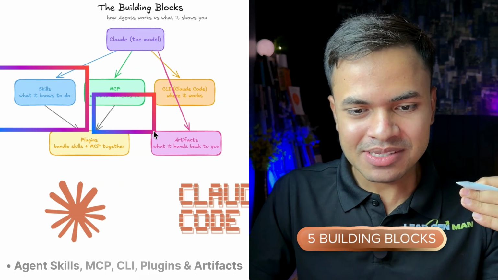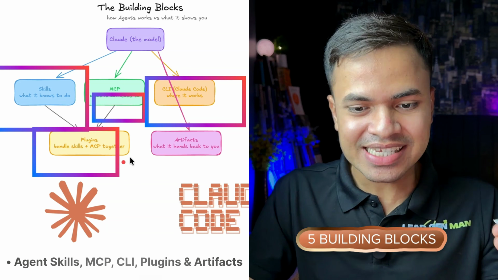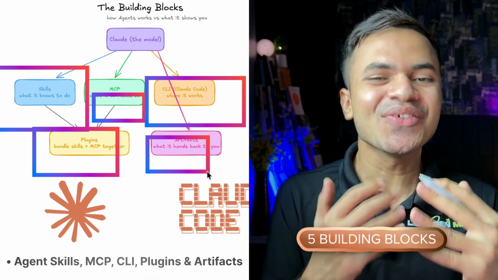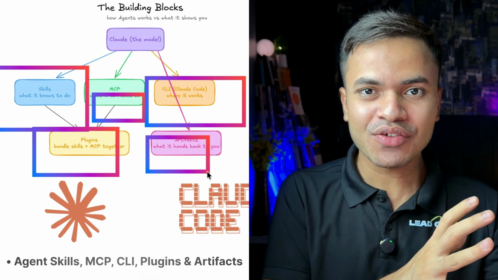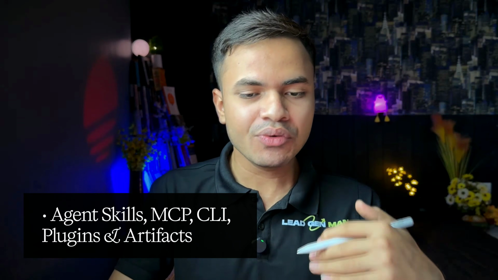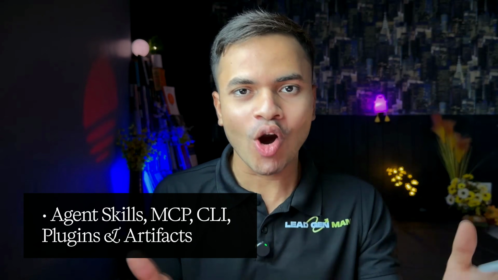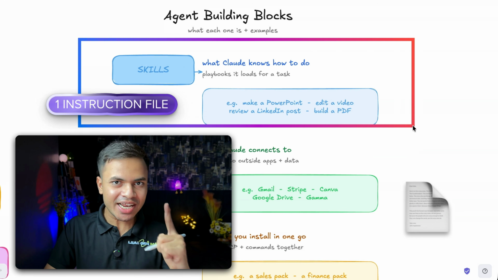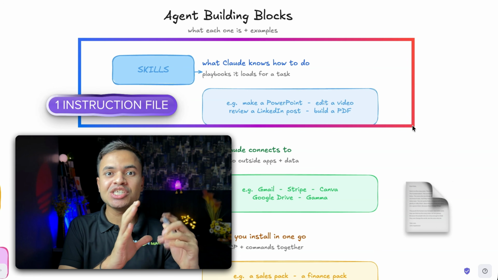Agent skills, MCP, CLI, plugins, artifacts, what is going on with the world. Let us discuss each one of these, when you should use what, and give you live examples and demos of all of them. Starting with skills: a skill is a single instruction file that tells your AI agent what to do.